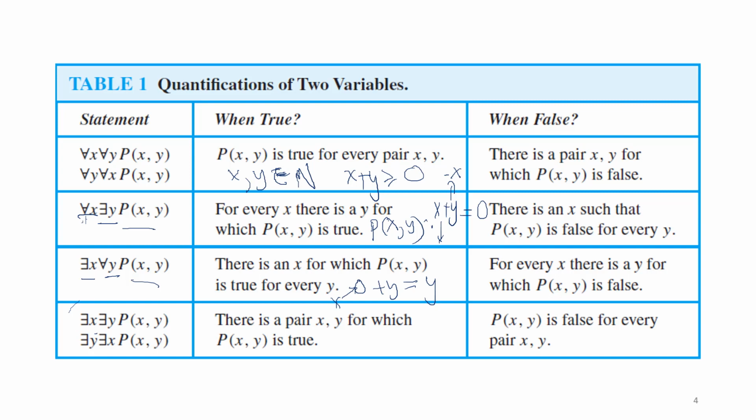Now this one says there is an x and a y such that P(x,y) is true. For example, if you take the relationship that x to the y is 8, we know there's an x and y such that this is true. In this case, x would be 2 and y would be 3. So this explains how we think about quantification, universal and existential quantification.